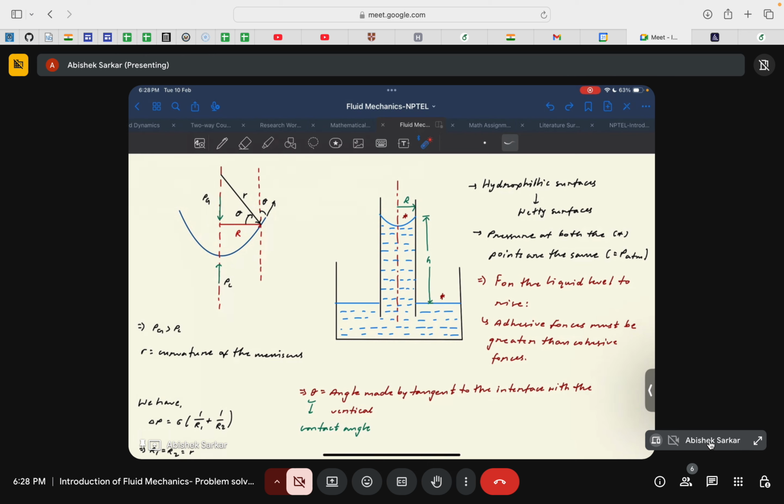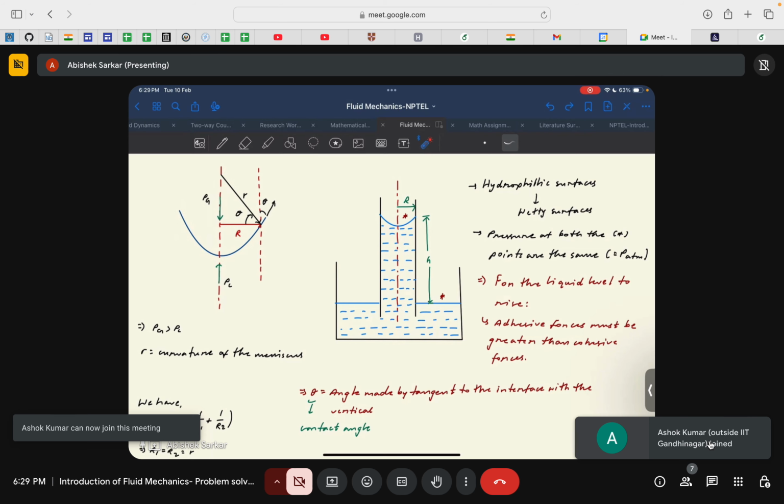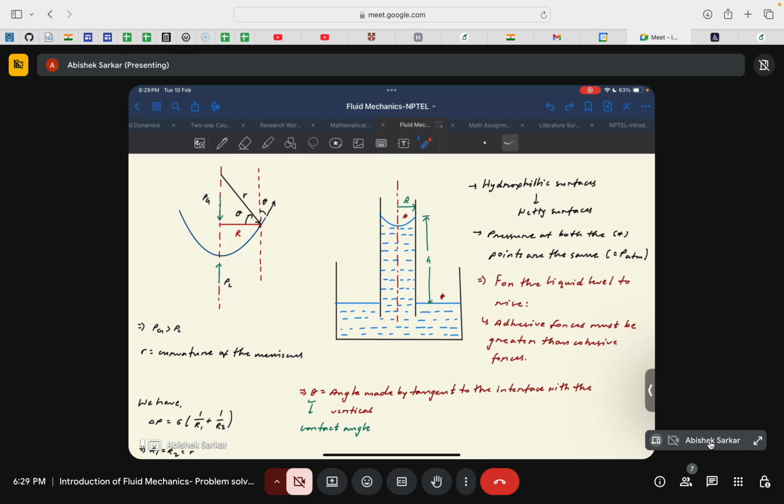Okay, so capital R here would be the radius of the capillary tube. And the small r is the radius of curvature of this particular meniscus, theta is your contact angle, Pg would be the pressure from the gaseous side, and PL is the pressure from the liquid side. Okay, I think the terminologies are clear. Then I think we can proceed.